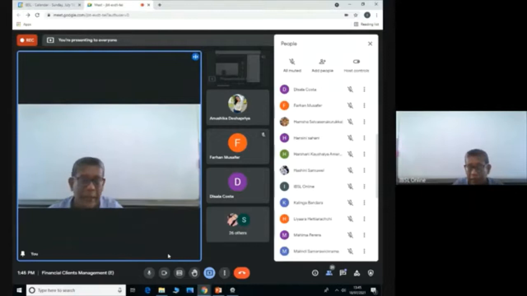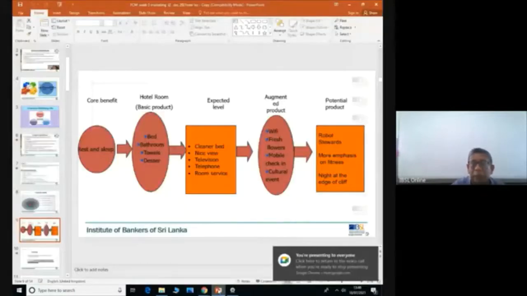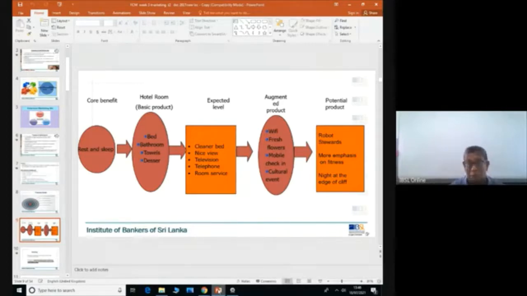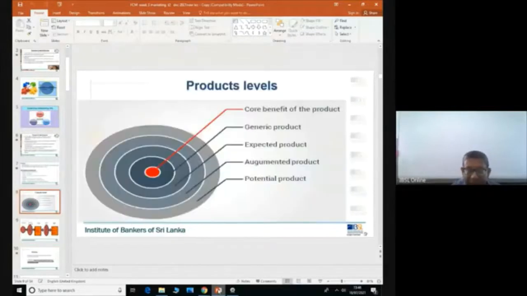Right? Okay. So, as an example, going back again to the potential product level. What you are expecting may be in the future. Maybe robot stewards, like the Dinner at Sky. Then like that former Maldives president who had something built underground in the parliament, something unusual like that, right? High tech rooms, right? So that is something you expect in the future, right? So these are what you call the product levels. Did you understand? Right? Okay, you have a clear idea about what the product levels are, right?